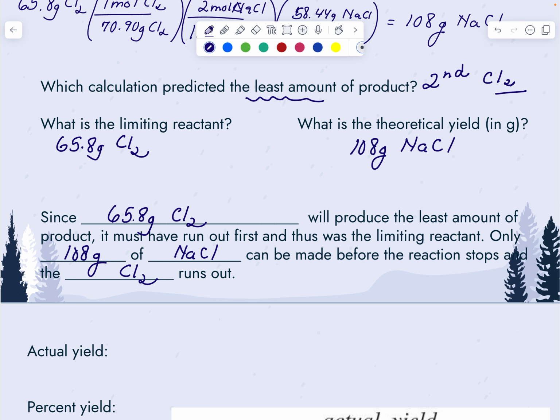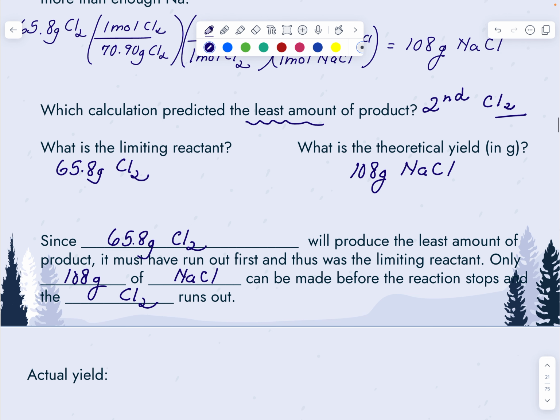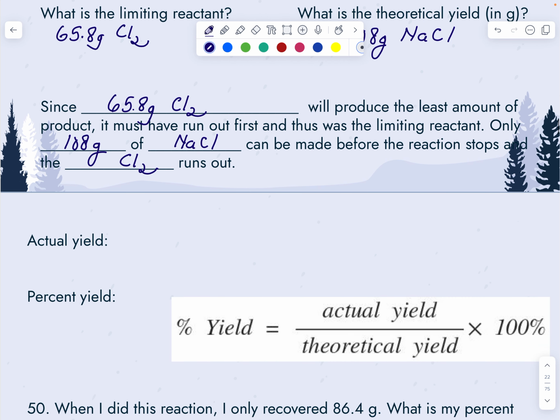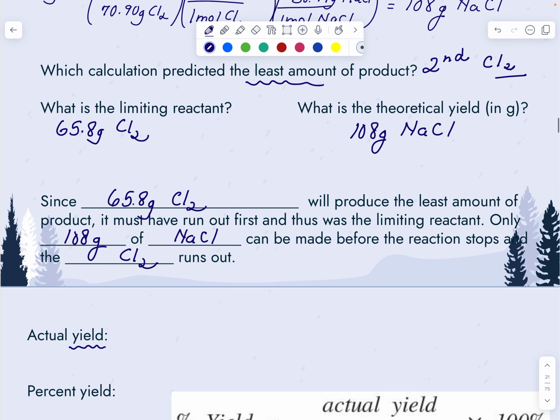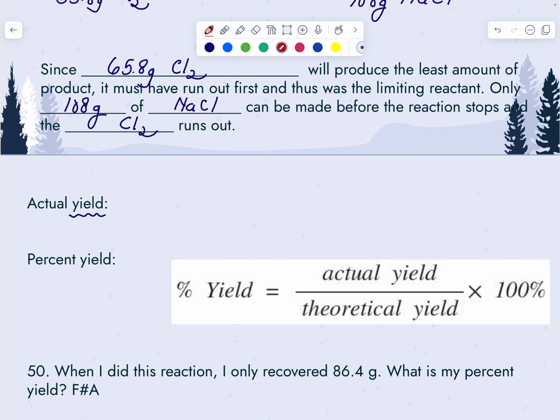Okay, and we're going to talk about one additional concept here. We've talked about actual yield before, right? The theoretical yield and actual yield both have this word yield. Theoretical yield we talked about was how much should be able to be made. That's what theoretical means: if everything goes right, how much should be able to be made. The actual yield is how much you actually made.